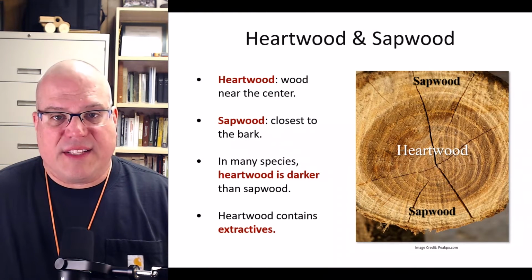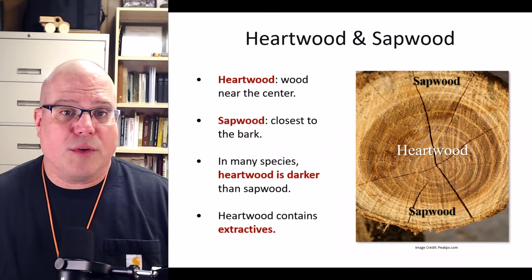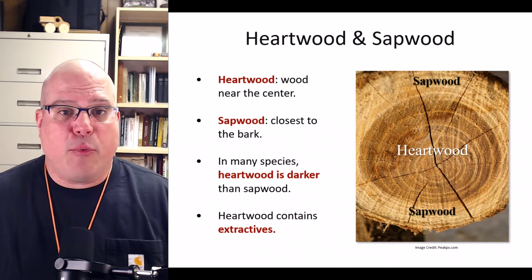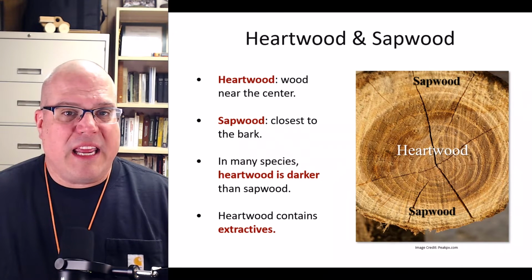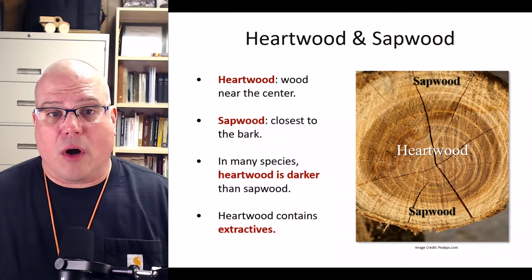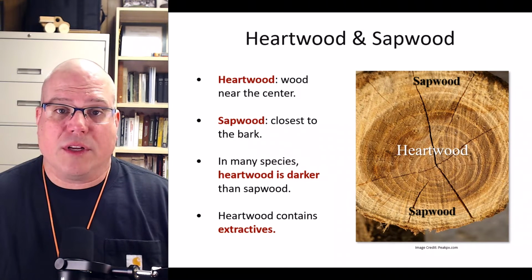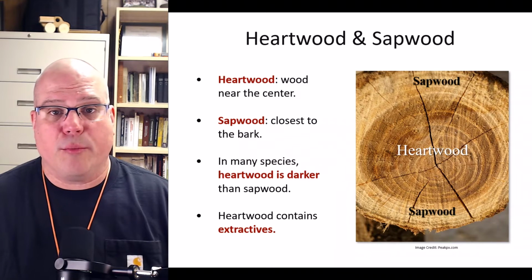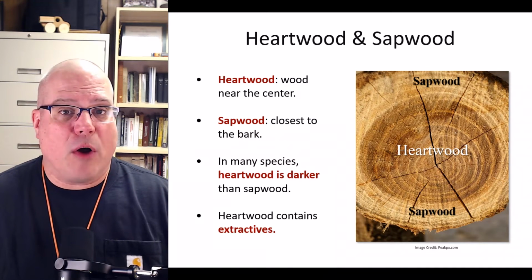Let's start with heartwood and sapwood. Trees have two main regions of wood. The heartwood is closest to the center of the log. The sapwood surrounds the heartwood and is nearest the bark. In many, but not all species, the heartwood is darker than the sapwood. This is due to the presence of natural compounds called extractives, which give many woods their beautiful color and distinctive odor.